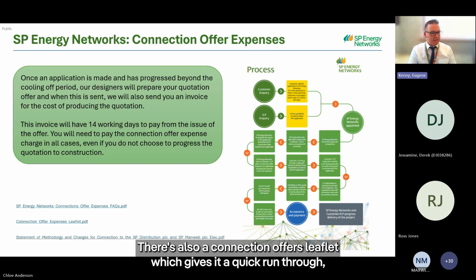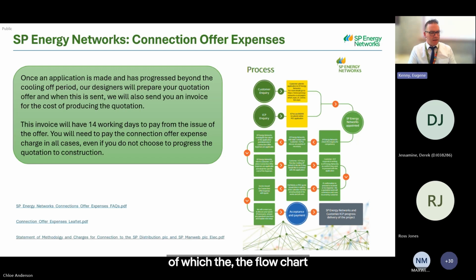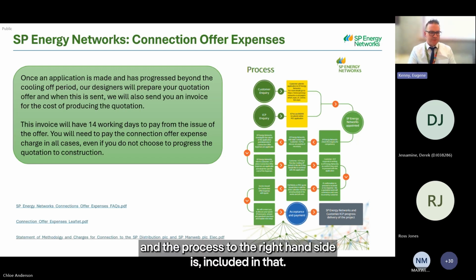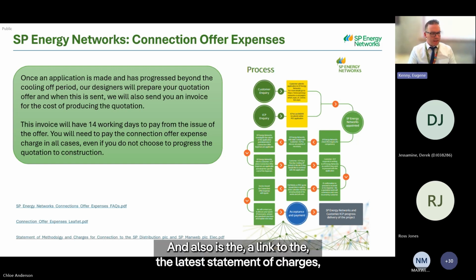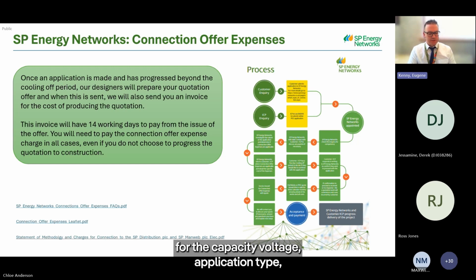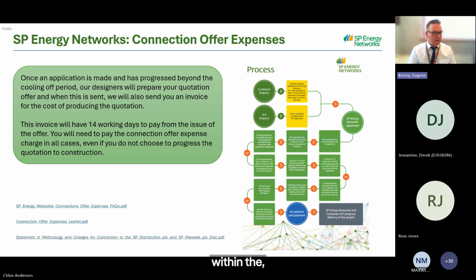There's also a connection offers leaflet which gives a quick run through, and the flow chart and the process to the right hand side is included in that. Also a link to the latest statement of charges, which provides the design and assessment fee for the capacity, voltage and application type within the charging methodology.